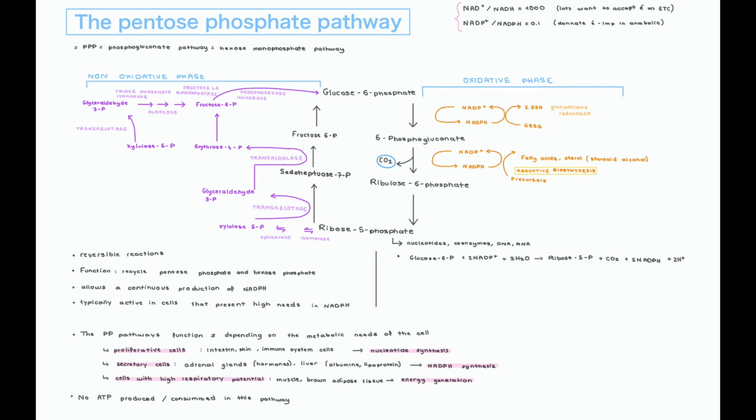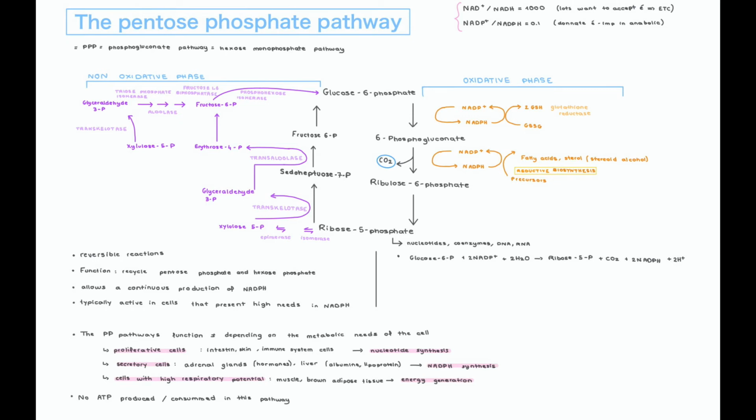So I've written little notes for you on the bottom. On the right side, I've written you the chemical equation that describes the oxidative phase of the pentose phosphate pathway. On the other side, I've written additional information. These are reversible reactions, first of all. The function of the non-oxidative phase is to recycle pentose phosphate and hexose phosphate. As you can see, the oxidative phase produces NADPH, so the oxidative phase and this pathway will be used a lot in cells that need a constant regeneration of NADPH.